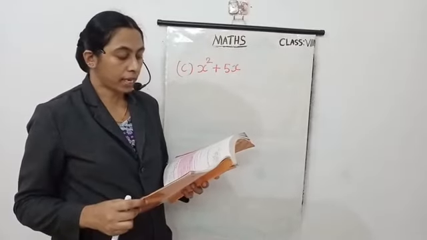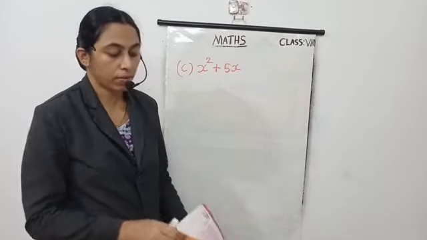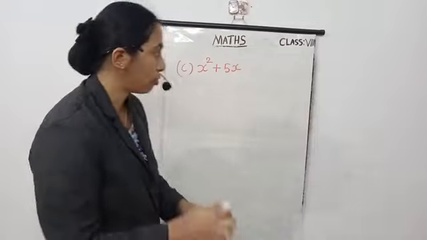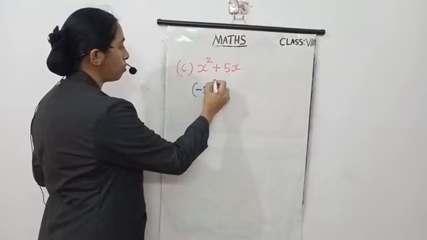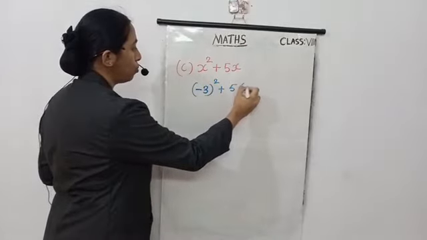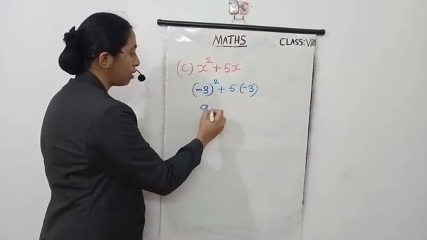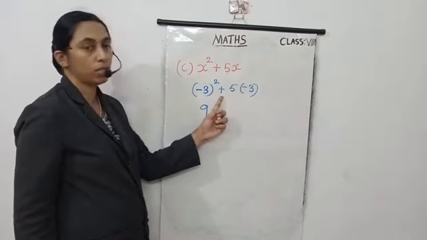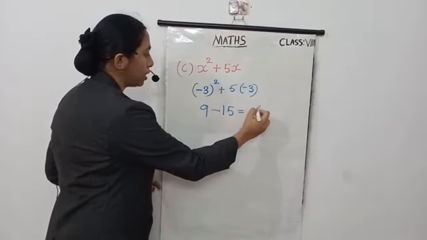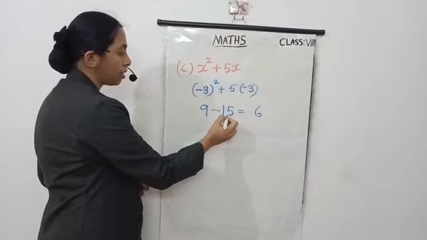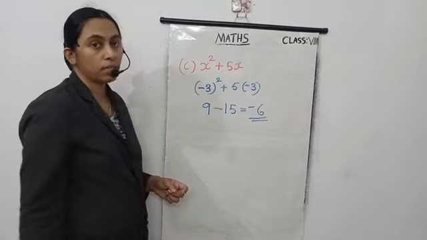Now question C. x square plus 5x. They solve it and give the answer minus 24. So we are going to check. So put minus 3 whole square plus 5 into minus 3. So minus 3 whole square is 9, minus, since minus into plus is minus, 5 into 3 is 15. So 9 minus 15 is 6, and 15 is the greater number than 9, so put the minus sign. So the correct answer is minus 6.